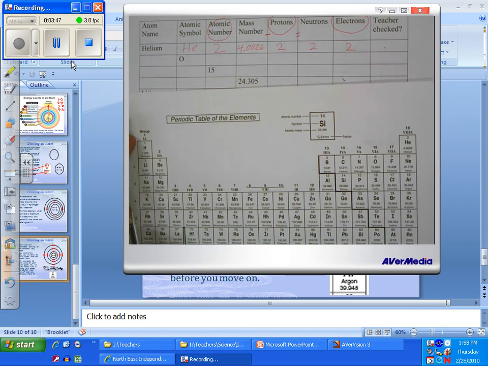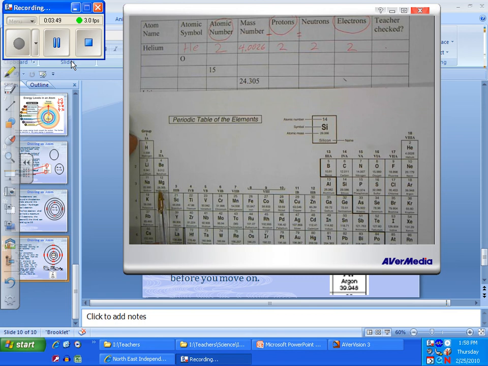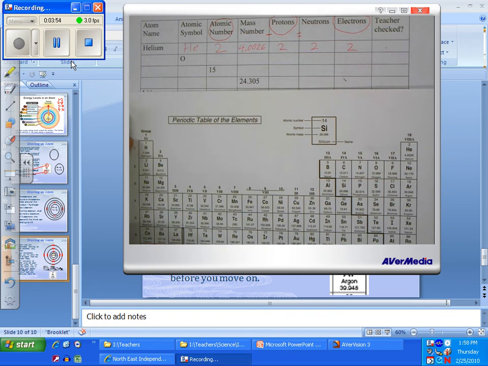Where's that? What was it? 24.305. So that's magnesium. Okay. So you just got to look them up based on the information I gave you. So basically, you just gave us a piece of it. Right. I gave you one piece. You fill in the rest. Gotcha. Everybody's got how to do this part? Yeah. Good. Cool.